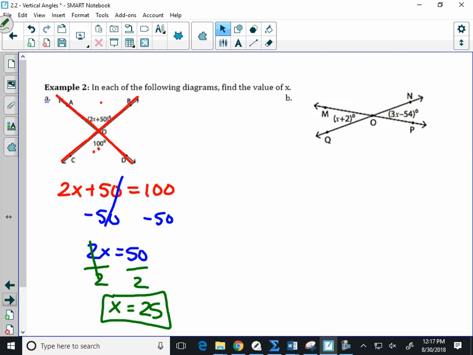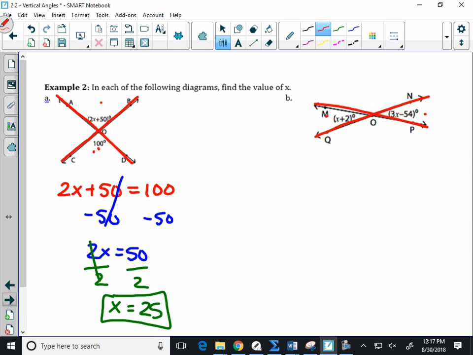So we take a look at B. I notice that this angle has an x plus 2 and that angle has a 3x minus 54. I also notice I have two intersecting lines. They're making an x, and these angles are across from each other. So Nyla, we would call these what kind of angles? Vertical. Very good. Louis, what do we know about vertical angles? Very good. They are equal to each other.